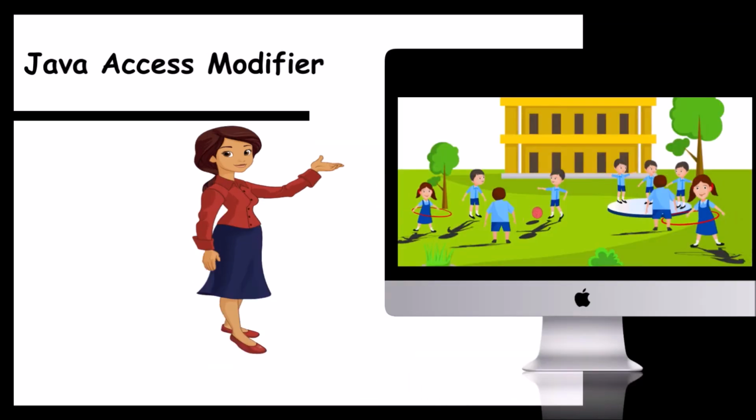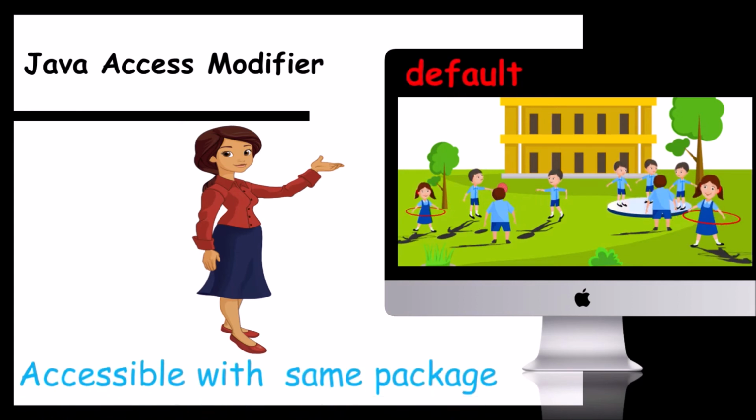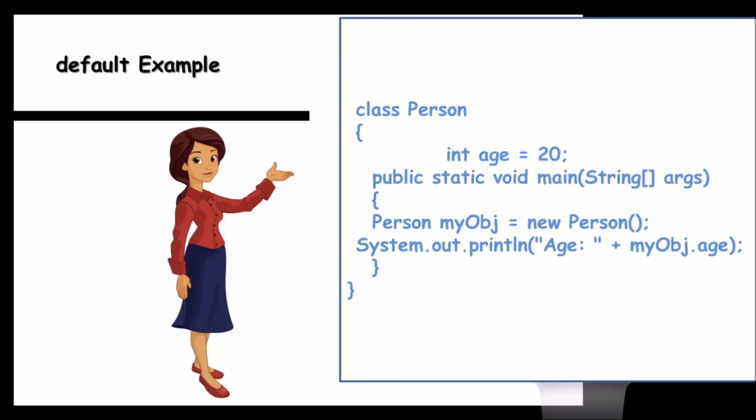Now, consider the default access modifier. In a school playground, the ground is restricted to the students who belong to that school, not others. Irrespective of the class, the classes and the methods are accessible within the same package. The default access specifier doesn't require a keyword. In this example, int age is considered default, as we did not mention any access specifier here.